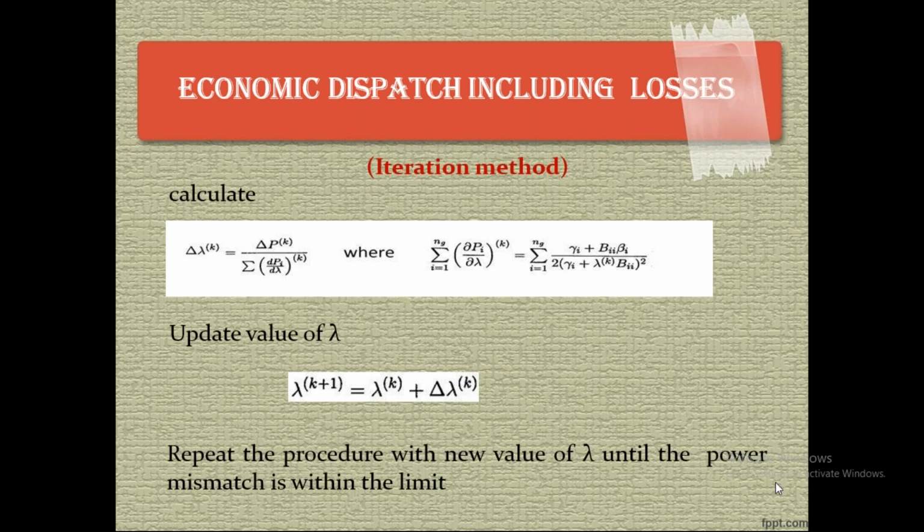What is the difference? We discussed two derivations, right? One is not including losses, the second one is including losses. In that, there are some formulas included. What are the formulas included in this derivation itself?